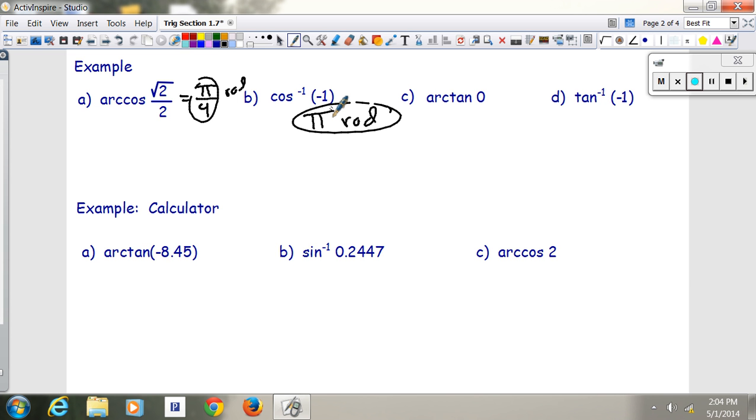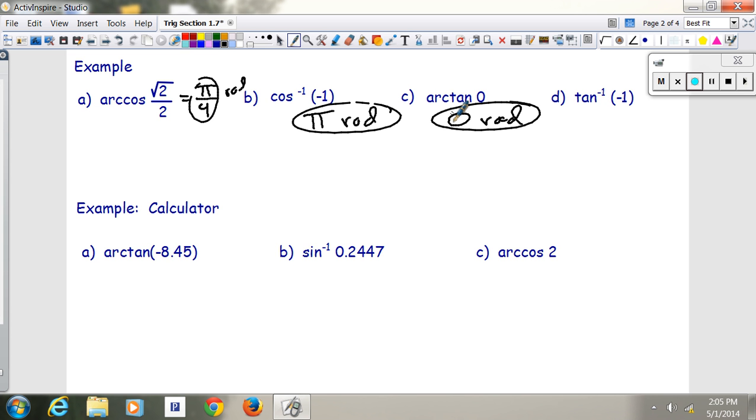Arctan of 0. What angle would make the tangent of 0? 0 would. Or 2 pi would. But we want the interval between pi and negative pi, so it's got to be 0. So you would put 0 radians. Inverse tangent of negative 1 on your chart. Inverse tangent of negative 1. What would it be?